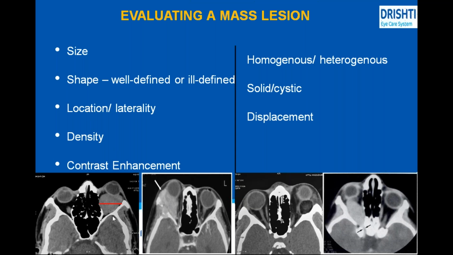The location of the mass, where the mass is located, either it is an intraconal mass or an extraconal mass. Intraconal means it is beyond the rectus muscles. If it is in the cone of this orbit, this is called intraconal. But if it is coming outside also, if you see the spread of this mass, till here it has spread, so this is called an extraconal mass. So the location can be seen.